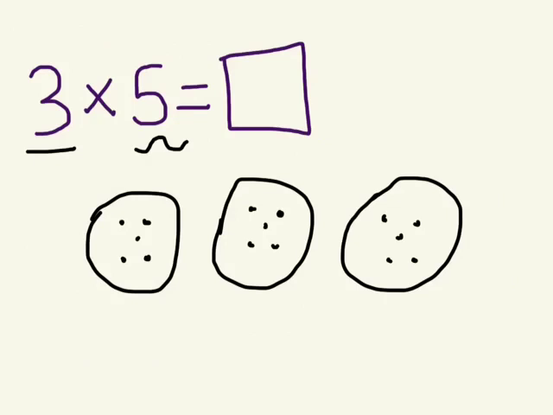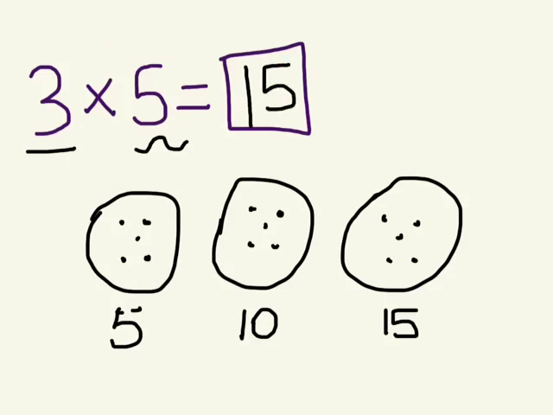I have 3 groups with 5 in each group, and of course now to solve it, I count by 5s. 5, 10, 15. So 3 times 5 equals 15. Nice job. Let's do another one.